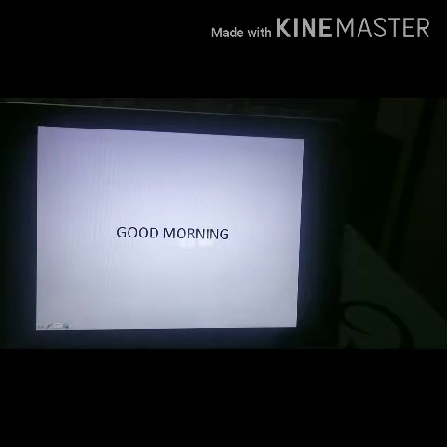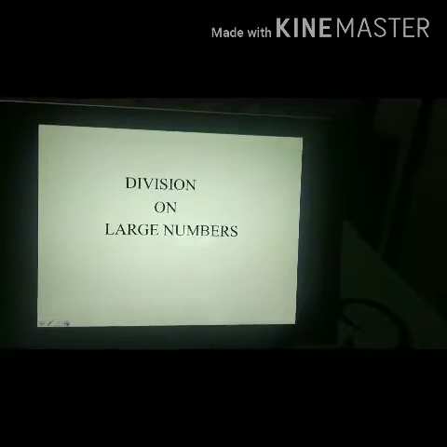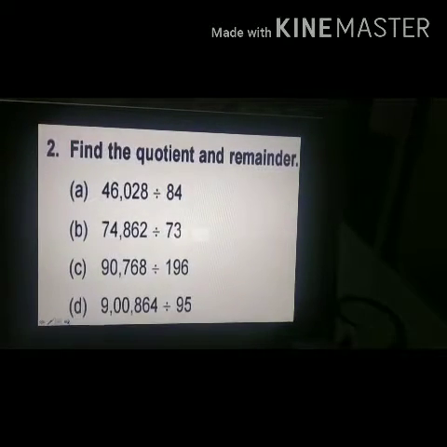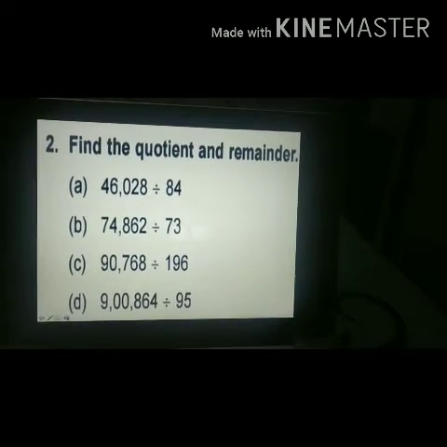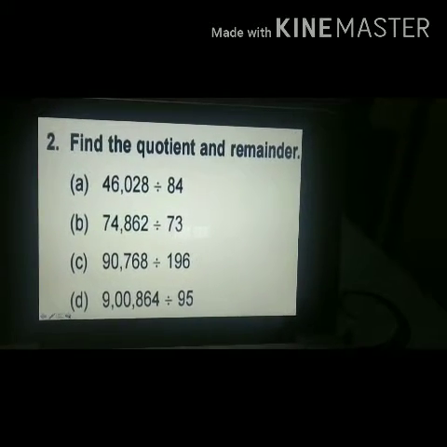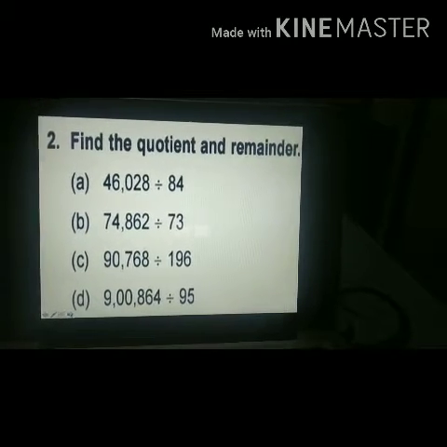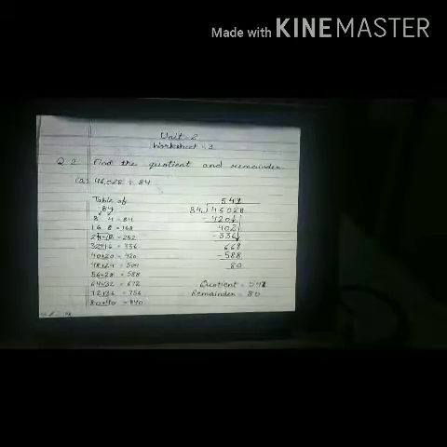Good morning, students. Today we will do division on large numbers. This topic is in worksheet number 3 of unit 2, operations on large numbers, and this is our last operation, and we will do the sums.